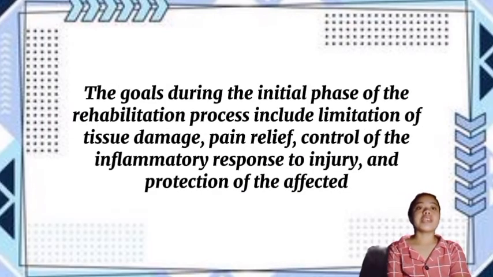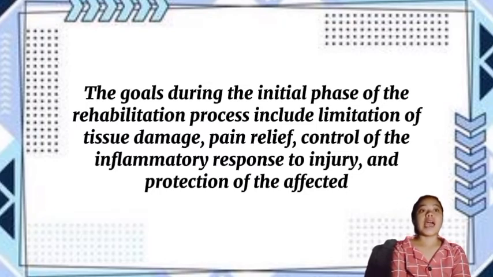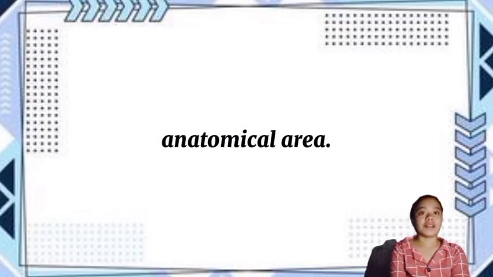The goals during the initial phase of the rehabilitation process include limitation of tissue damage, pain relief, control of the inflammatory response to injury, and protection of the affected anatomical area.